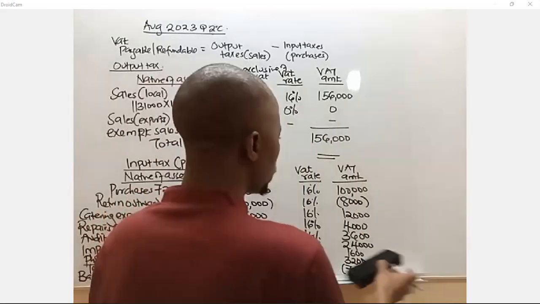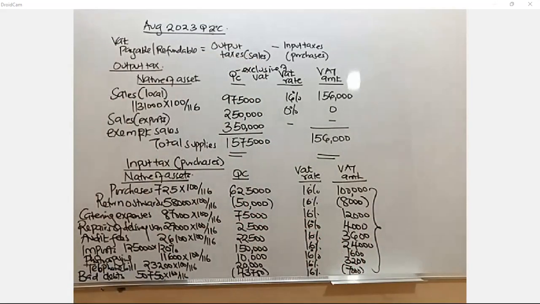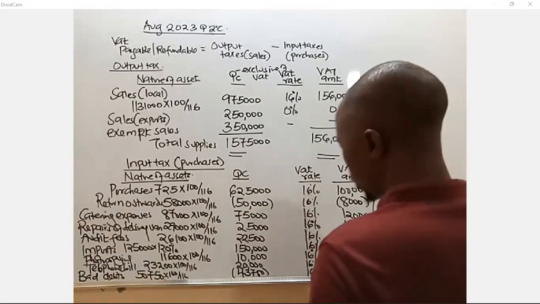We subtract. So what will be the total input tax? So the total input tax will be the summation of all of these. So it will be 100 minus 8,000 minus my answer. We add 12, we add 4, we add 3.6, we add 24, we add 1.6, we add 3.2. So how much would be this? Meaning I put the wrong answer. So let me see. How much? 108,920. What about 133,400? 133,400.